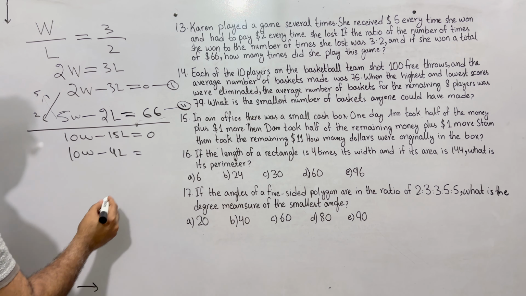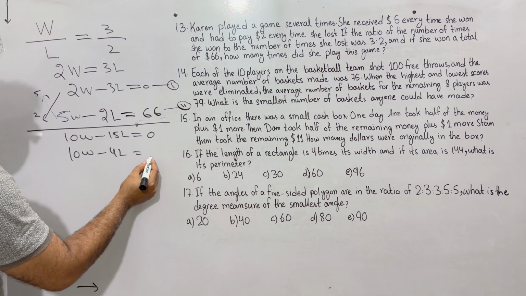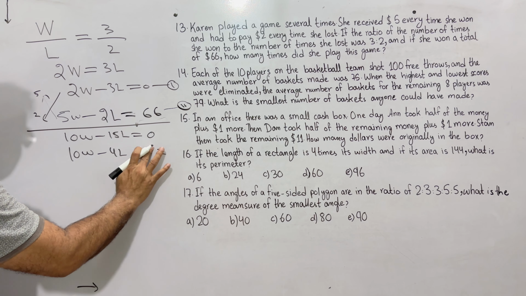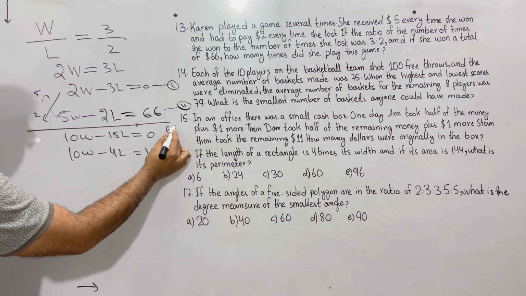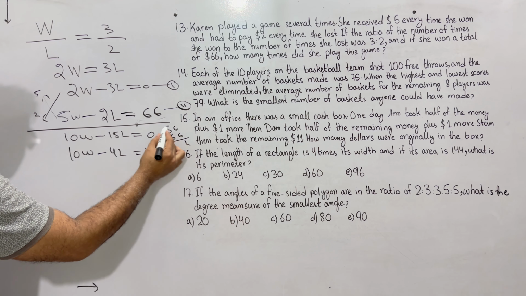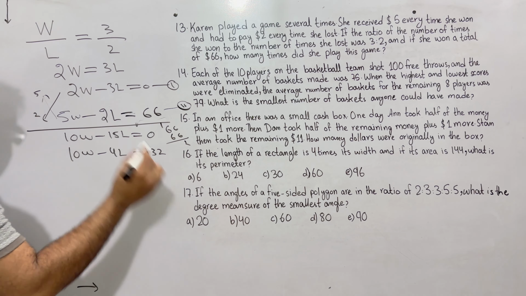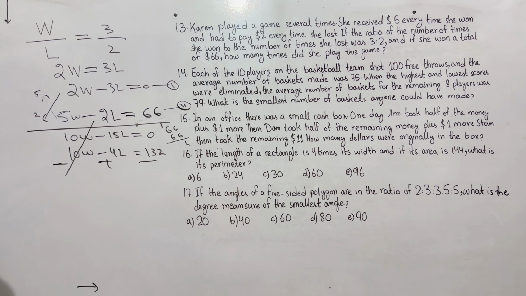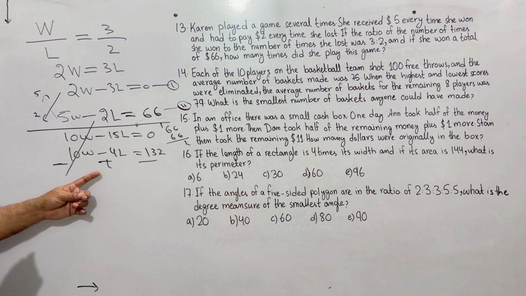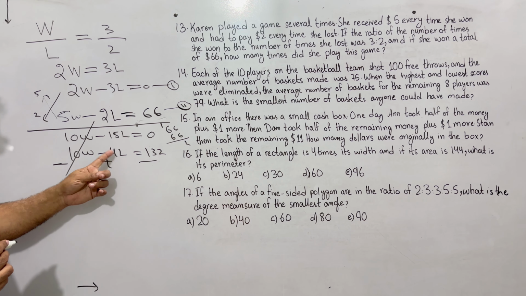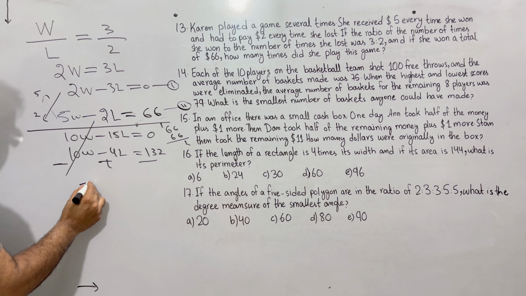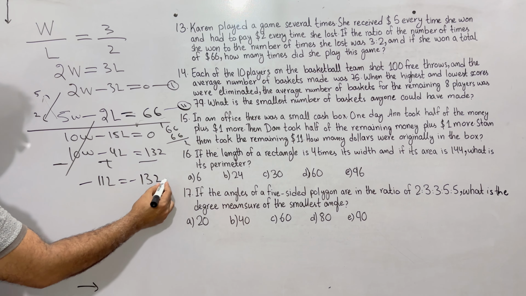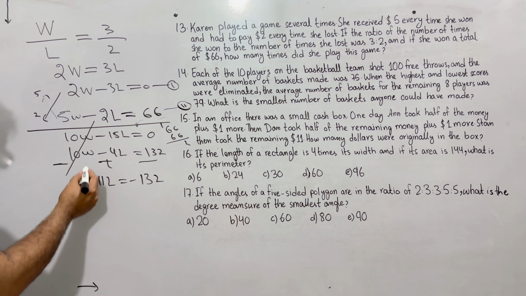2 times 66 is 132. Subtract. 10W minus 10W cancelled out. Now the lower symbol works. Minus 15L plus 4L. I have minus 11L is equal to minus 132. Minus minus struck out, cancelled out.